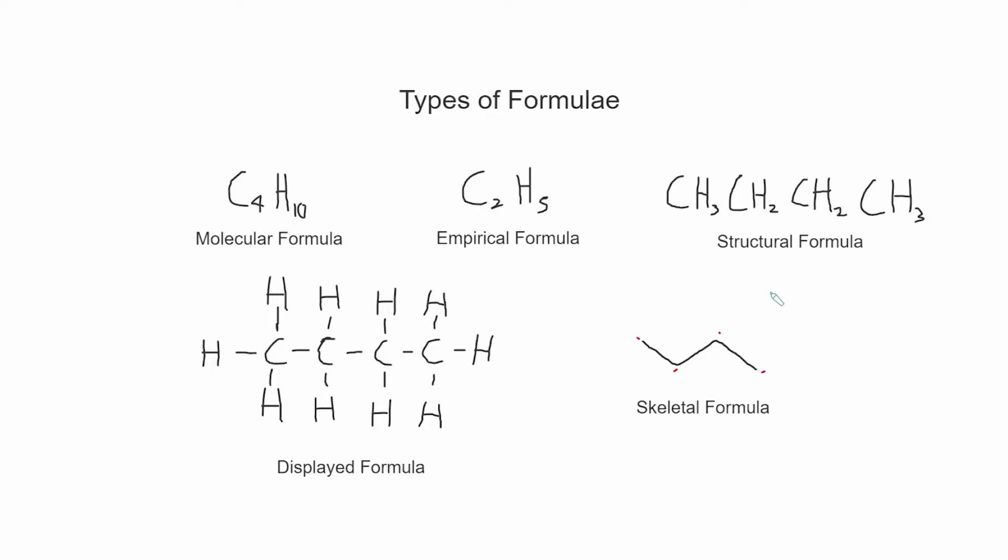Because we know each carbon atom forms 4 bonds, and we can see how many carbon bonds this carbon atom has formed. And any bond that's not there, that's a hydrogen bond. So we see this one at the front is only joined to 1 carbon, so it must have 3 hydrogen bonds around it. This one has 2 carbon bonds attached, so it must have 2 hydrogens bonded to it, and so forth. And that's why skeletal formulae are a really quick and easy way to write organic molecules.